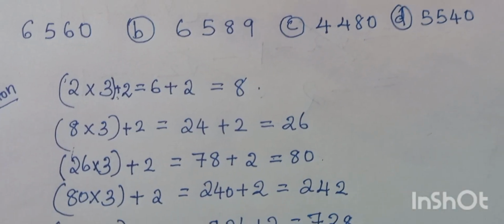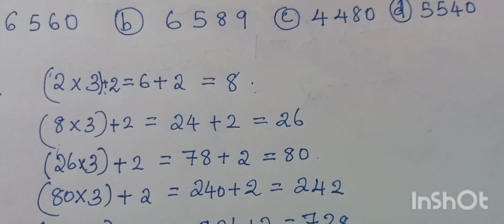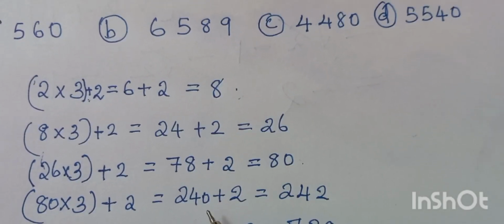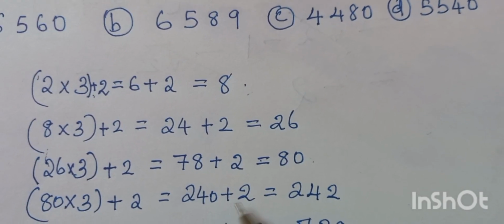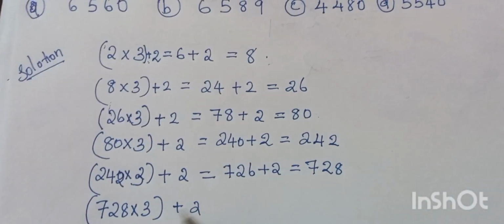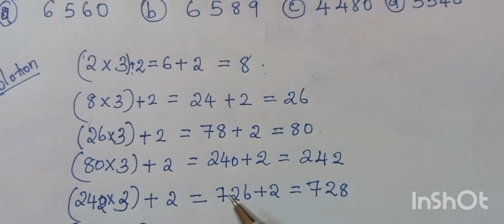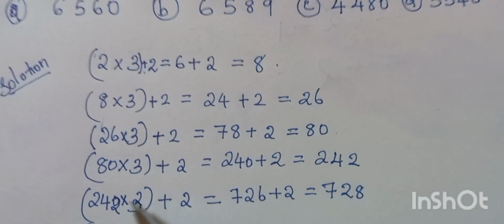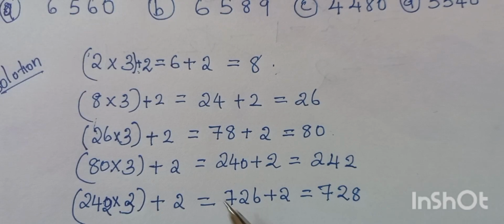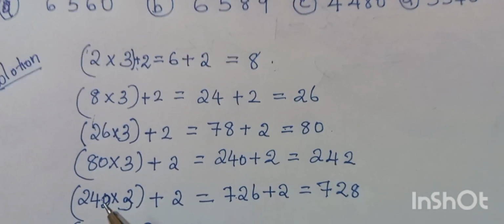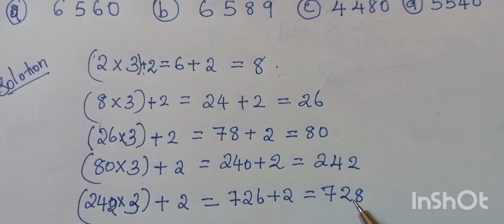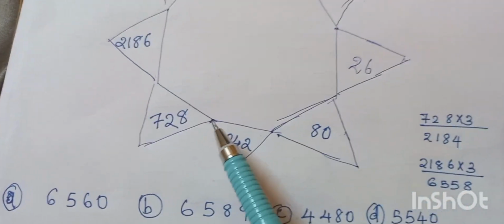Then 80 into 3 plus 2. 80 into 3 is equal to 240. 240 plus 2, 242. Then 242 into 3, which is equal to 3 into 2, 6. 3 4s are 12. Carry over 1. 3 2s are 6 plus 1. 726 plus 2, we get 728.